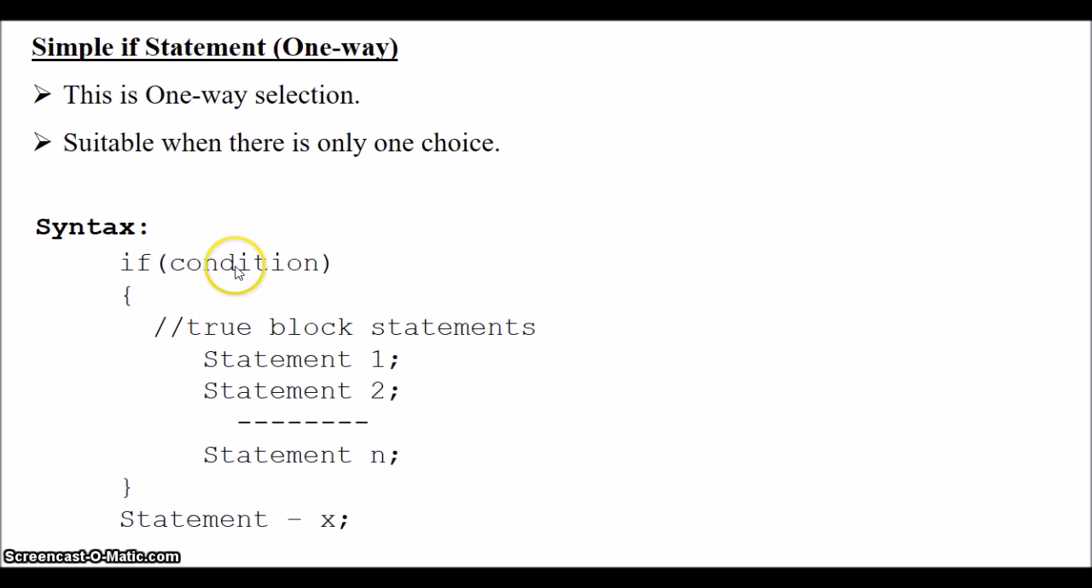If the condition is false, then these true block statements will not be executed and the control directly comes to statement X. I'll repeat once again. If the condition is true, all the statements within the true block will be executed. If the condition is false, then the control directly comes to statement X.